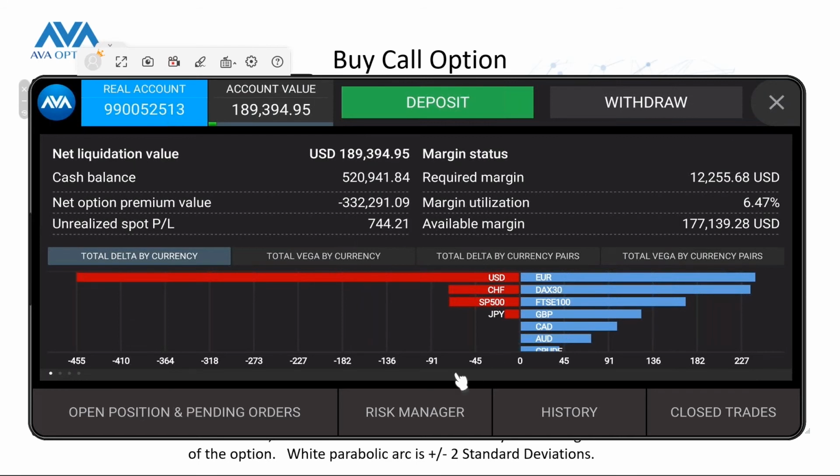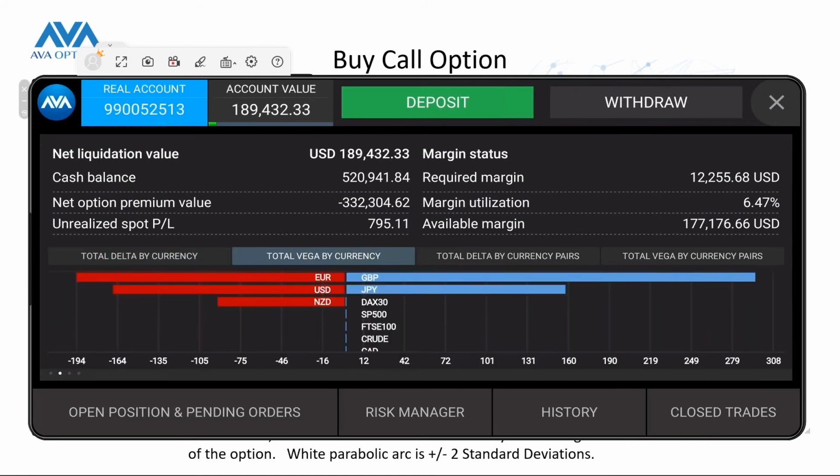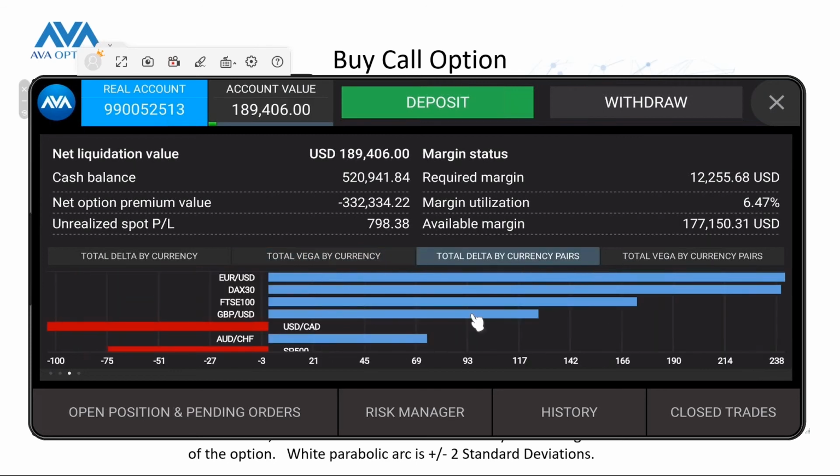Let me show you Vega. Vega is my exposure to implied volatility. If implied volatility goes from 6% to 7% in the pound, I'll make about $300. That's my exposure to implied volatility. Doesn't usually concern traders because you're going to take your trades to expiration most often. And here's my delta by currency pair. As I said, I'm long euro dollar, which means I'm long euros and short dollars. That's why you see that here.